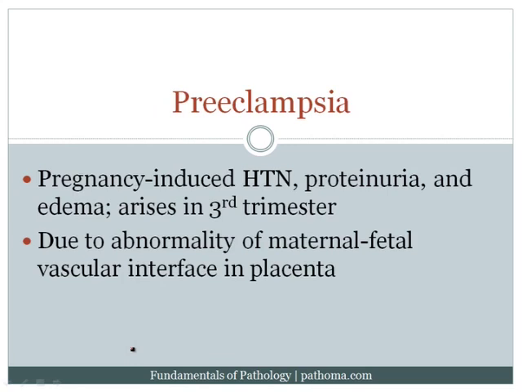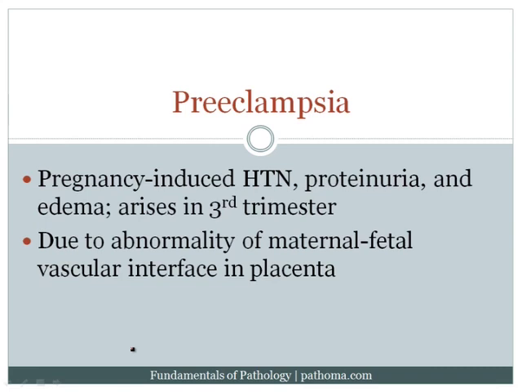Preeclampsia is pregnancy-induced hypertension and proteinuria. And the patients also have edema because they lose protein in their urine. This classically arises in the third trimester, and it's a problem of the maternal-fetal vascular interface. Basically, when you have preeclampsia, it's due to the placenta. Something is happening with the placenta that results in this complication. Now, a few important points. First of all, this is seen in about 5% of pregnancies. The patients can have hypertension, and the hypertension can be really severe. It can be almost to the level of malignant hypertension, where the patients actually get headaches and visual abnormalities, etc.